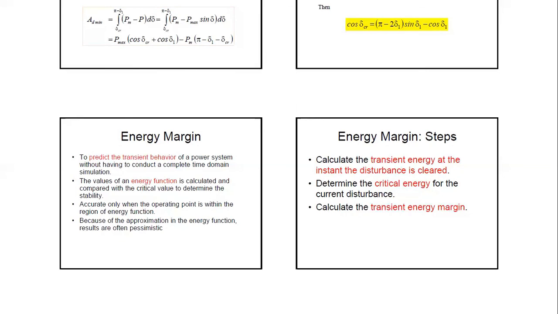For this, we have different steps. First, we calculate the transient energy at the instant the disturbance is cleared. We determine the critical energy for the current disturbance, and we calculate the transient energy margin. By this we can analyze or assess the transient limits of the power system, which will be very helpful to maintain the system within the stable region or stable criteria.